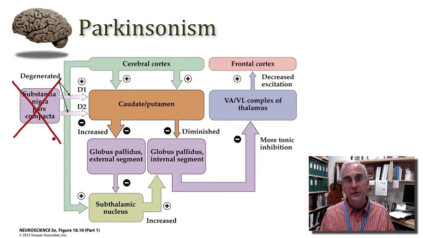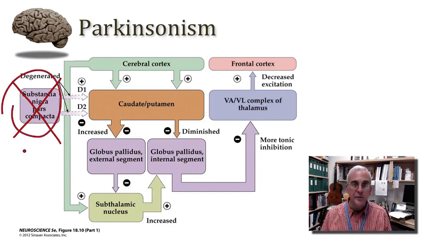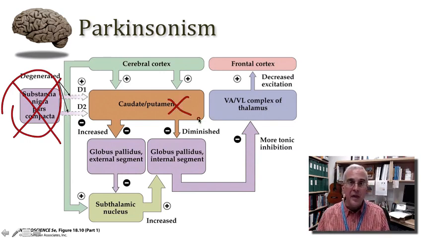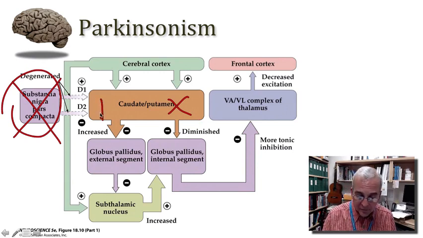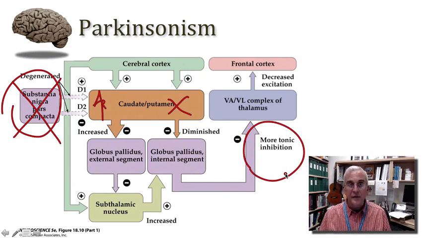So let's look at the circuitry of the basal ganglia and consider the consequences of losing this input from the substantia nigra pars compacta. What we would find is the inability to facilitate the activity of the direct pathway and the inability to suppress the activity of the indirect pathway. These two factors synergize in a rather unfortunate way that results in an increase in the tonic output of inhibition from the internal segment of the globus pallidus to the motor thalamus.